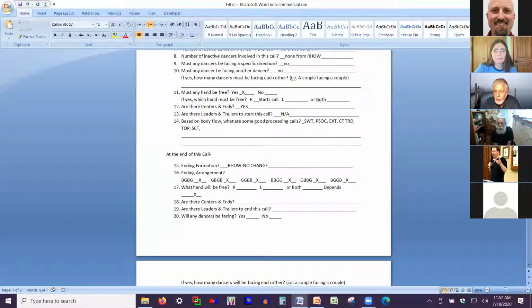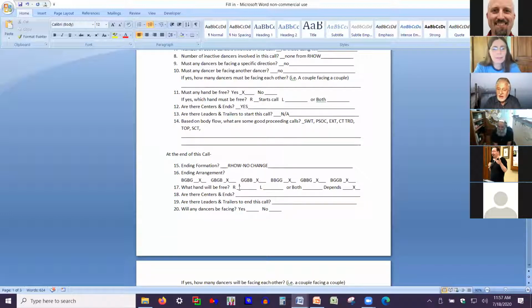Well, in a right-hand ocean wave, nobody has right hands free, do they? But a call can start with the right hand. Free, of course. Depending on your definition of free hand. Because in a right-hand wave, everybody's got their right hands joined.